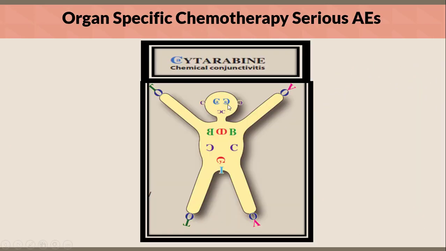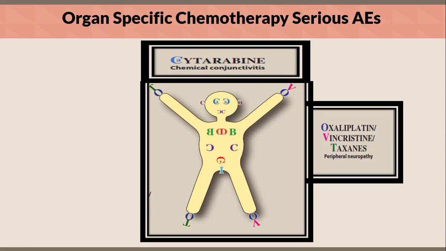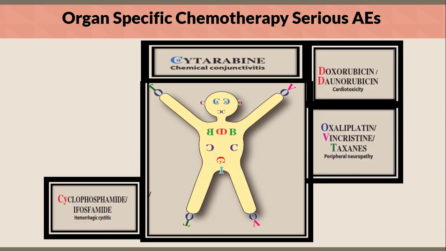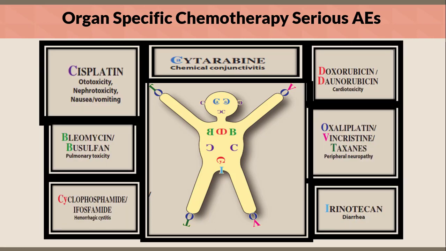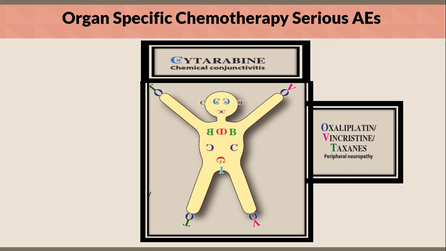Organ-specific chemotherapy serious adverse effects. We try to summarize the most famous organ-specific chemotherapy serious adverse events. As you can see here is the patient body. The first letter of the drug with a color code represents the place where the side effects appear. For example, cytarabine causes chemical conjunctivitis. And second, oxaliplatin, vincristine, and taxane cause peripheral neuropathy.